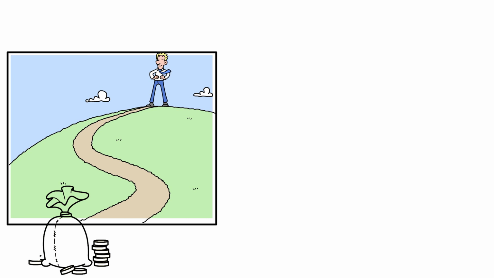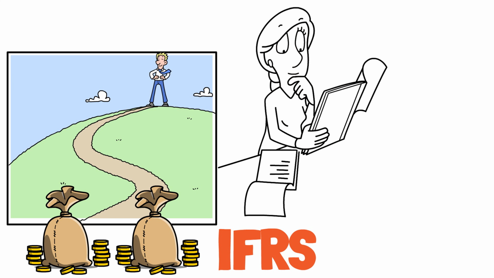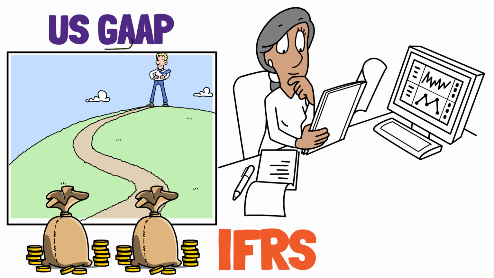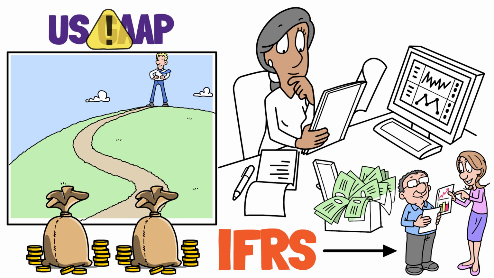So if a company owns land that has doubled in value, IFRS allows them to show that increase on the balance sheet, but US GAAP does not. This means IFRS financial statements can sometimes show stronger balance sheets even if cash hasn't changed.